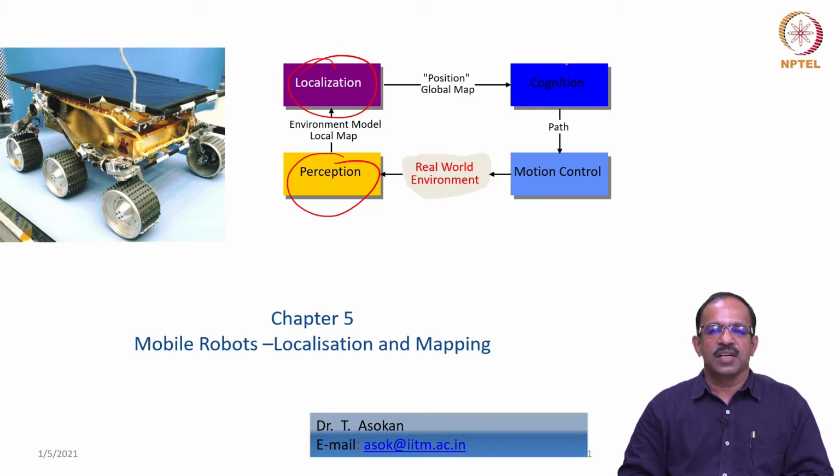Today we will start the discussion on mobile robots localization and mapping. In the last few classes we talked about sensors and sensing, the importance of sensing. Now we will see how we can use these sensors to do the localization of a robot as well as to create maps. So that is the mapping. We need to have the capability of localization and mapping in mobile robots, especially when the robot is autonomous.